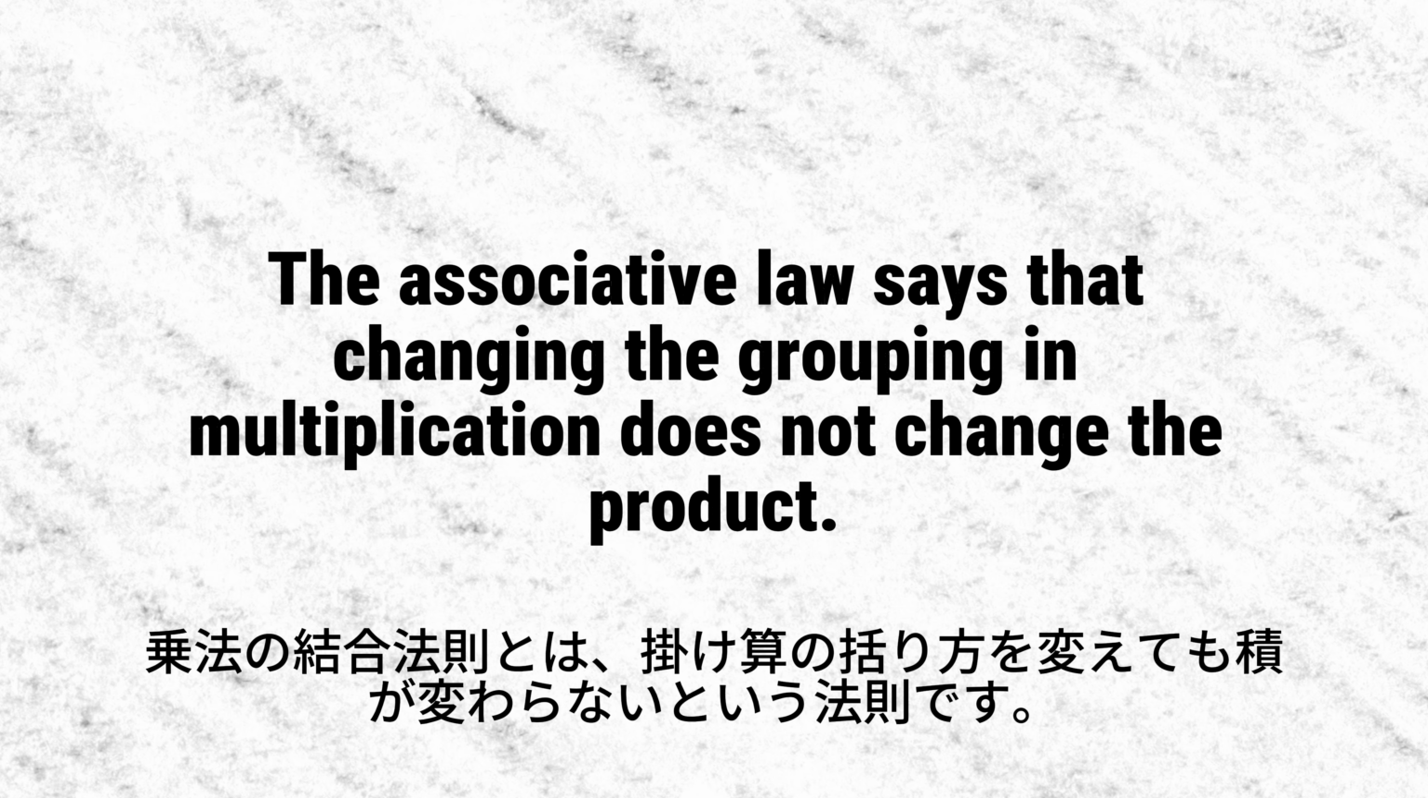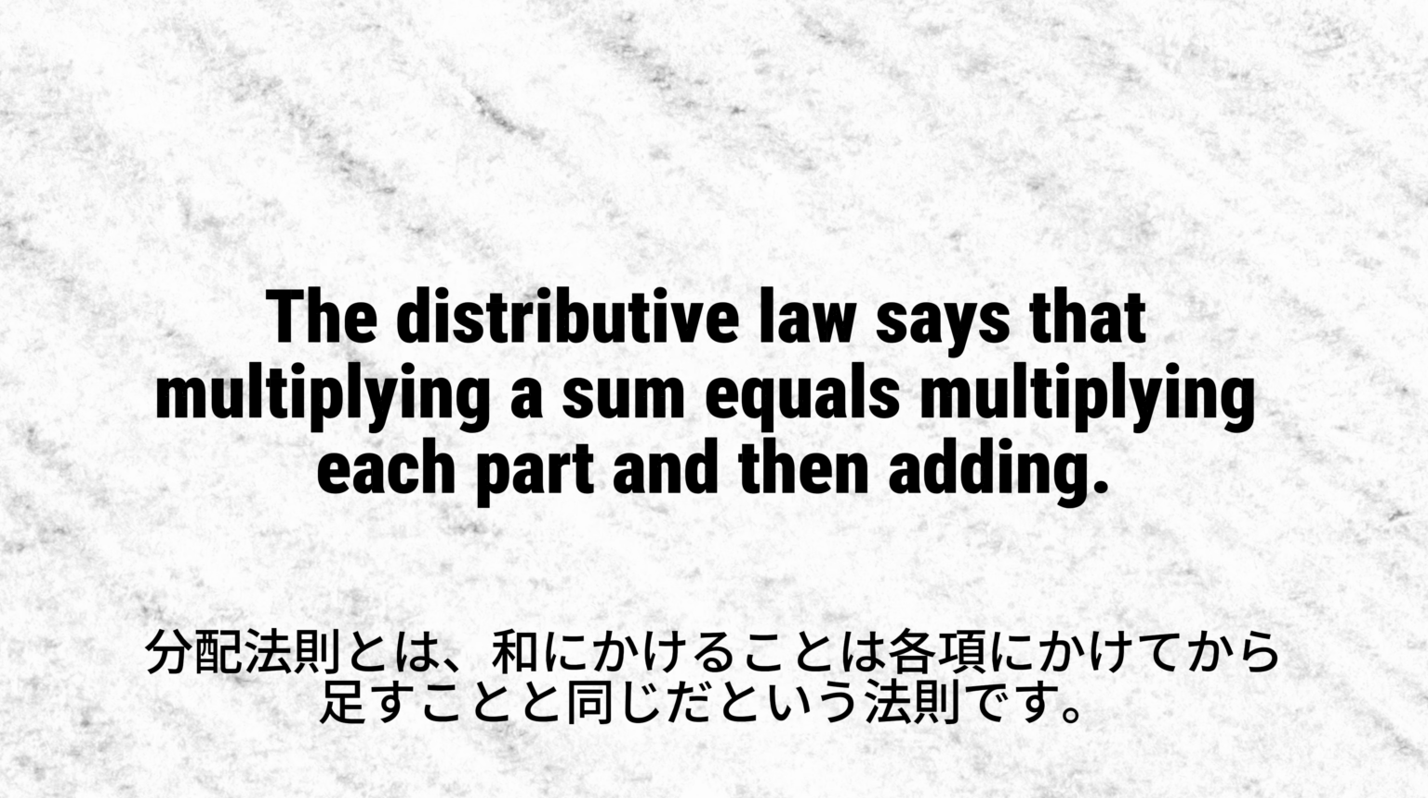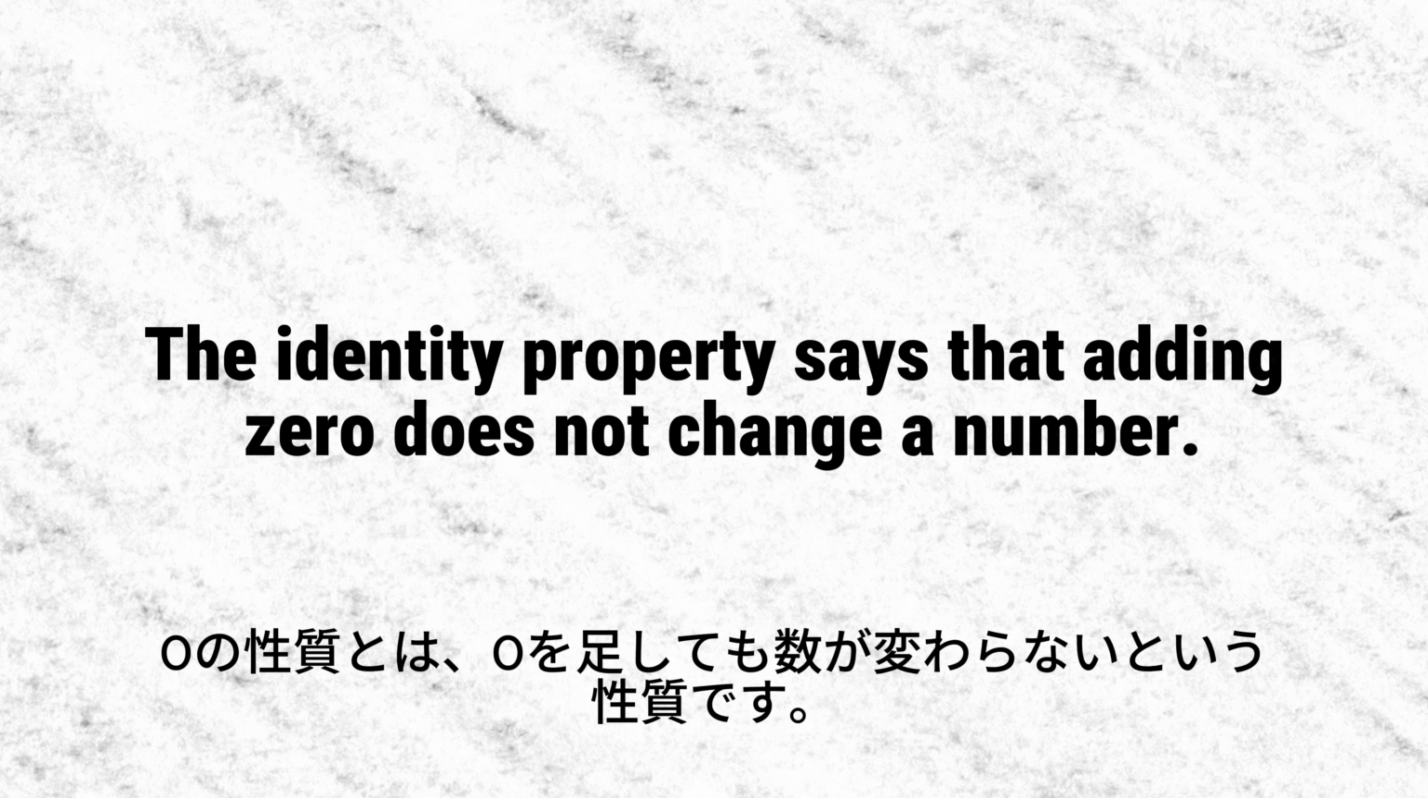The associative law says that changing the grouping in multiplication does not change the product. The distributive law says that multiplying a sum equals multiplying each part and then adding. The identity property says that adding 0 does not change a number.